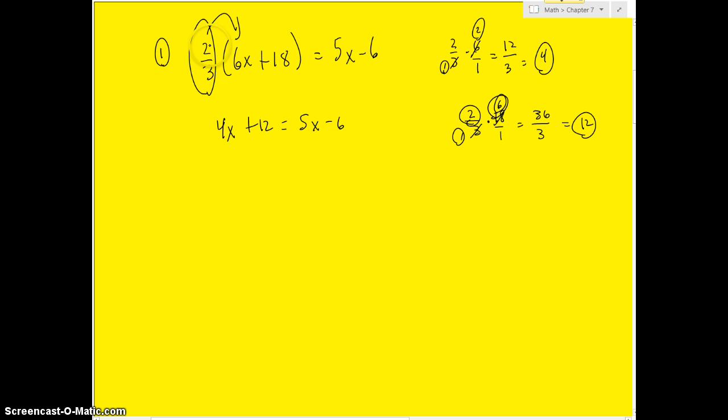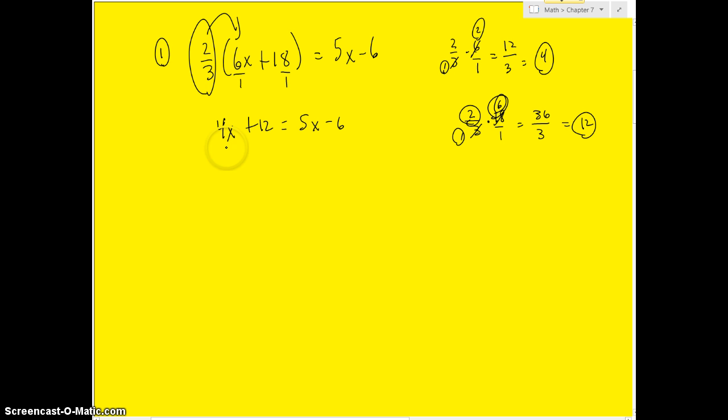The thing I want to tell you is you could use middle math. You could act like these are both over 1 and say 2 times 6 is 12, and then 12 divided by 3 is 4. Then 2 times 18 is 36, and 36 divided by 3 is 12. And then we're all set.